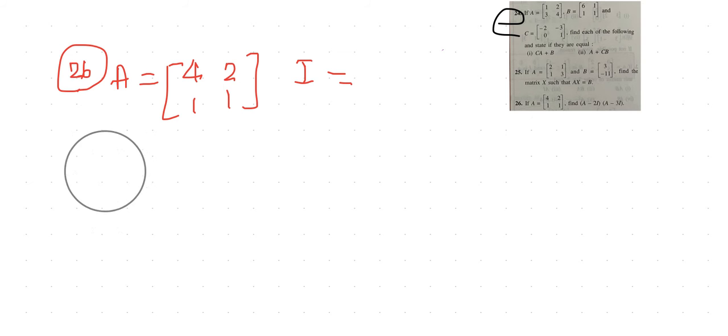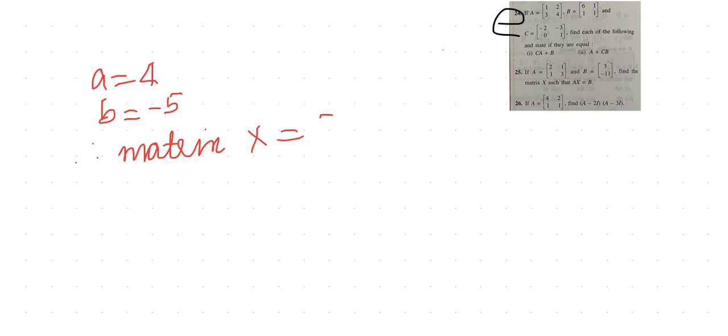Children, before that I just want to write down one thing. In the previous question I was getting a equal to 4 and b equal to 5, but the question wasn't completed there. So therefore, what you will be writing is: therefore matrix X is equal to 4n minus 5. This way also you will be writing, and then only your question will be completed. Otherwise it will be considered incomplete.